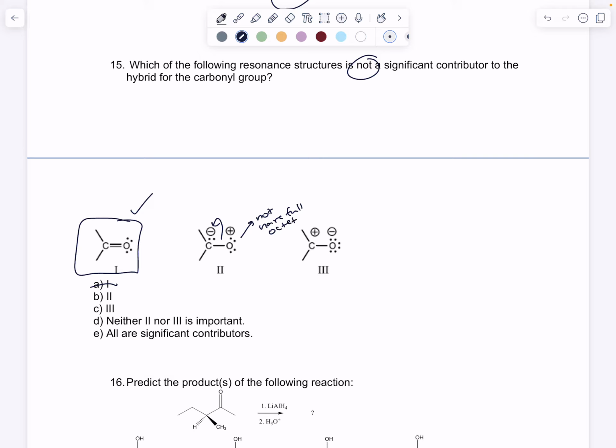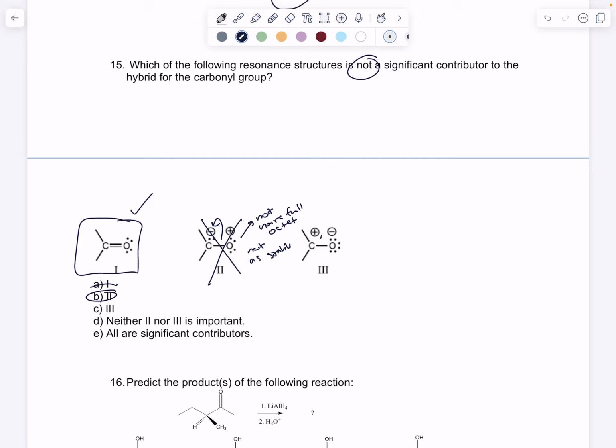So that tells me that this is not as stable. And oxygen is more electronegative than carbon. So if one of them is going to be negative, it's not going to want to be the oxygen. So I think 2 is probably a pretty good answer.